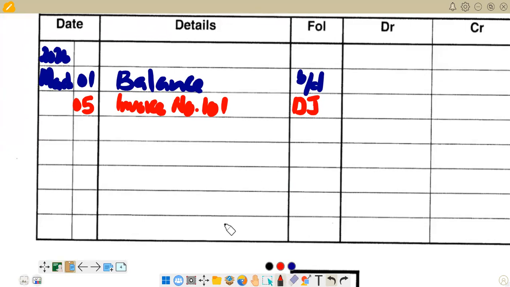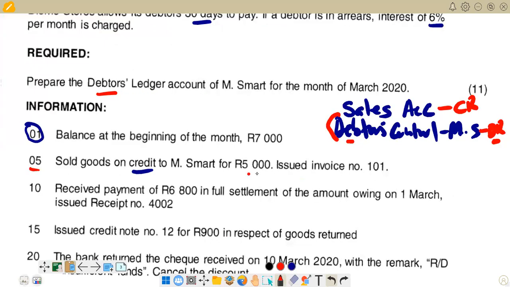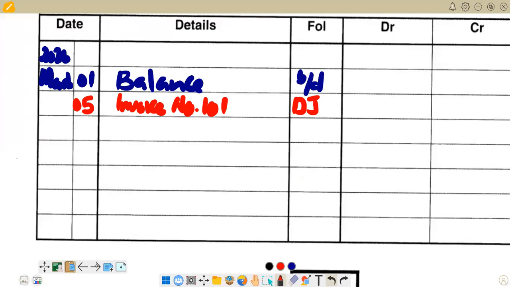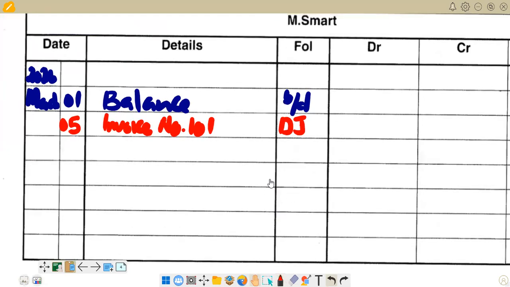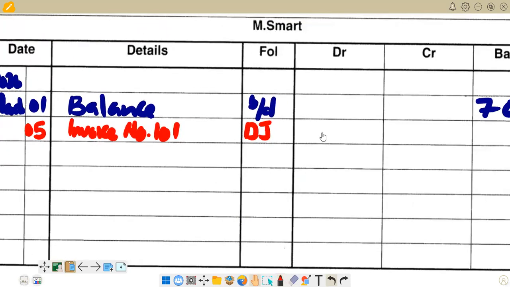So we can go back to check what amount we have in terms of this transaction on the 5th. The amount is 5,000. That's what we have. We can go back and enter that one, 5,000. And remember, we are debiting that amount. So we are putting it on the debit side. So this is our debit side. So we are putting the 5,000 there on the debit side here.